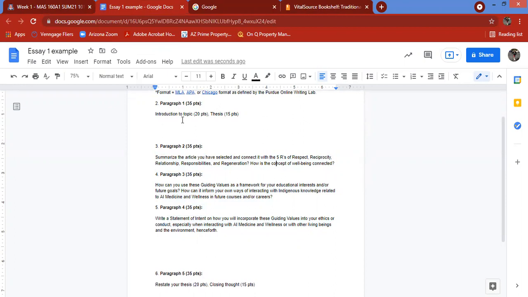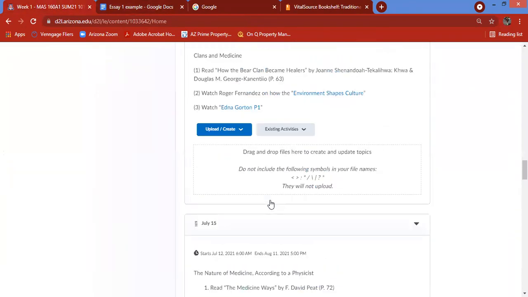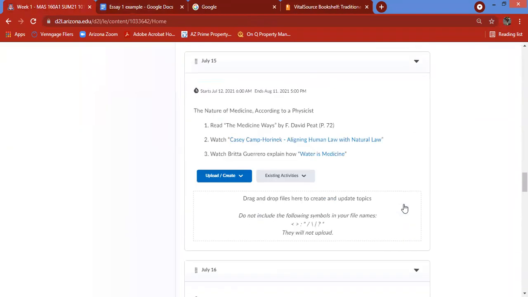Your intro paragraph can be the intro and the thesis. But paragraph 2 right here is really going to start your paper off. And the writing prompt says, summarize the article you selected. So obviously you're going to select one of the articles from this week regarding anything that you found interesting.